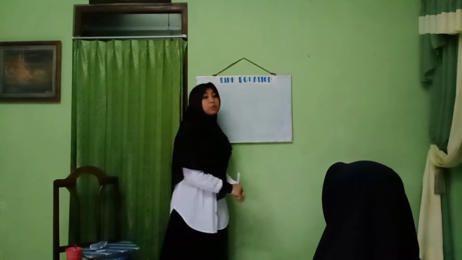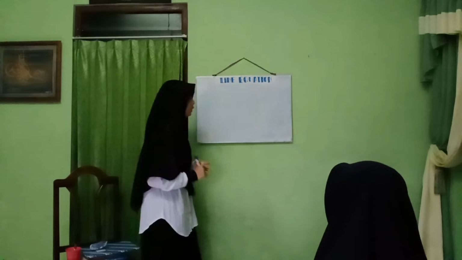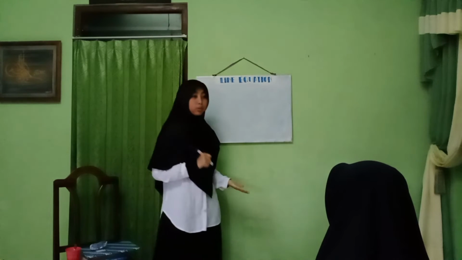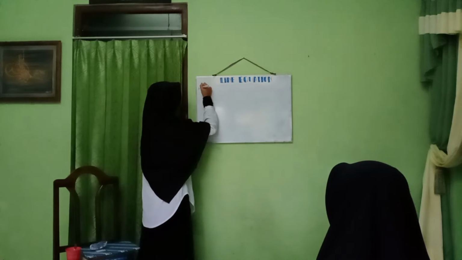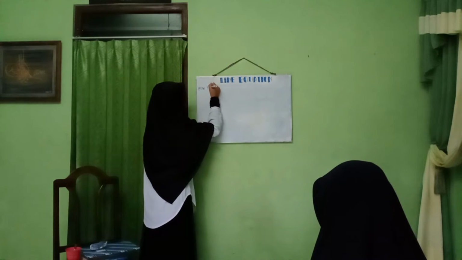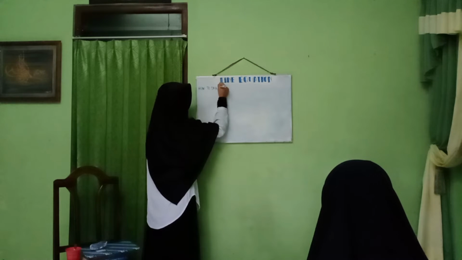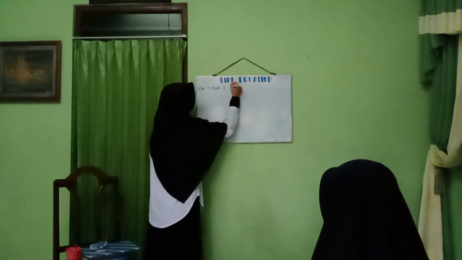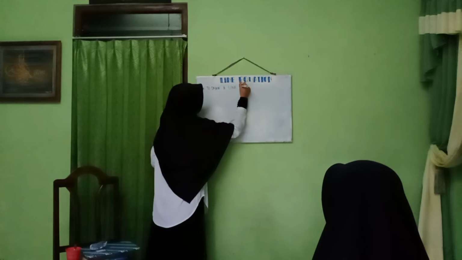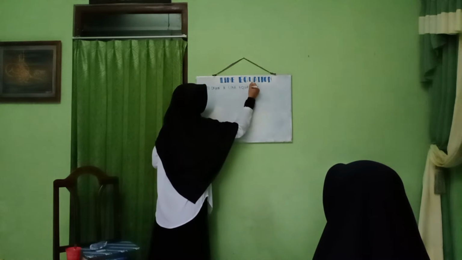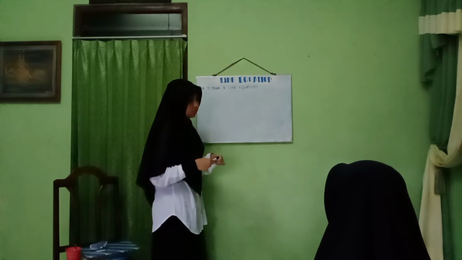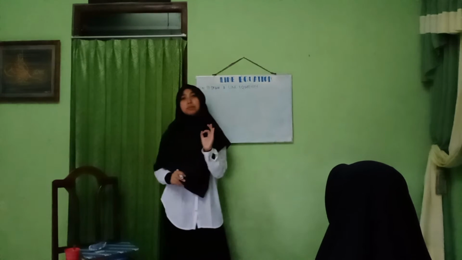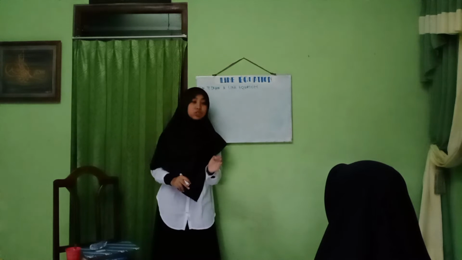Then, after we know about the general form, we have to know how to draw a line equation. What do you think about drawing a line equation? How many points do we need to draw a line equation?